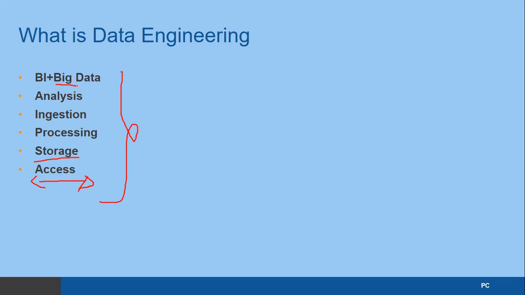So what is big data then? Big data is nothing but data which is huge in volume and spread across multiple sources, in multiple formats.